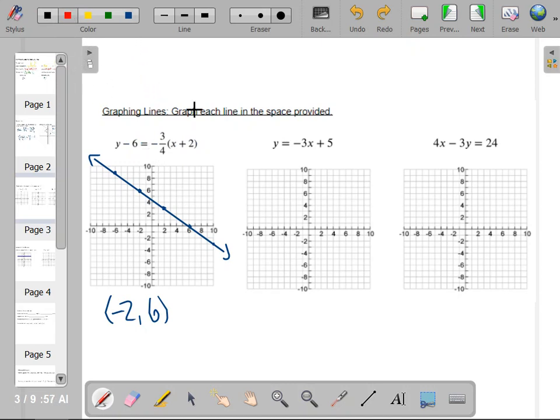The second one is in slope-intercept. So you need to know, oh, that's 0, 5 is the y-intercept.